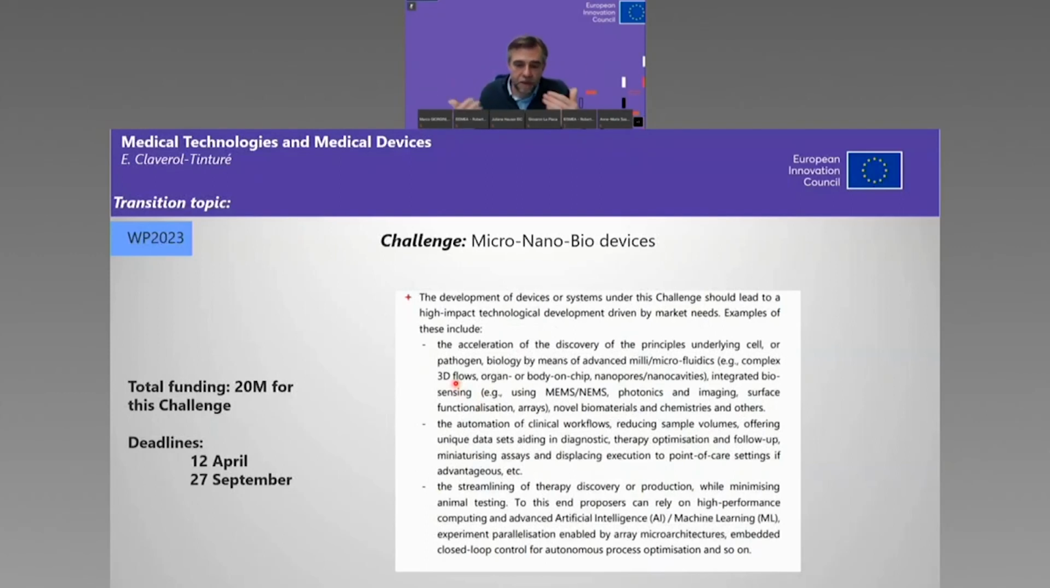So here I go back in the call text just to be very clear. Here you see 3 bullet points, and these are essentially telling you we are open to a broadly defined target user pool. The first one I mentioned here is the acceleration of the discovery of principles underlying cell and pathogen biology by means of advanced micro, milli or mini fluidics, like complex 3D flows, organs or body on chip, nanopores, nanocavities. This paragraph is telling you if your technology targets a research market, we don't limit this, it's possible.